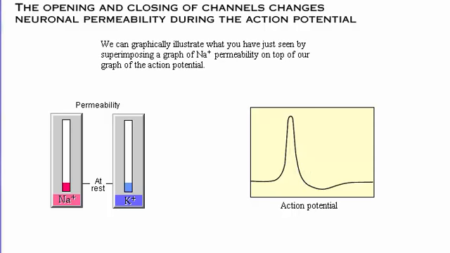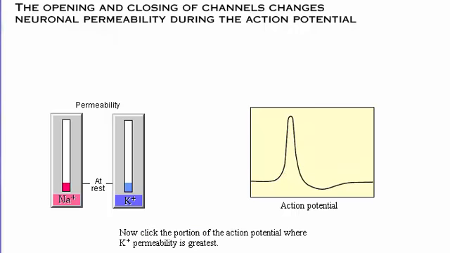We can graphically illustrate what you have just seen by superimposing a graph of sodium permeability on top of our graph of the action potential. Click the action potential graph to see the sodium permeability graph shown in red.